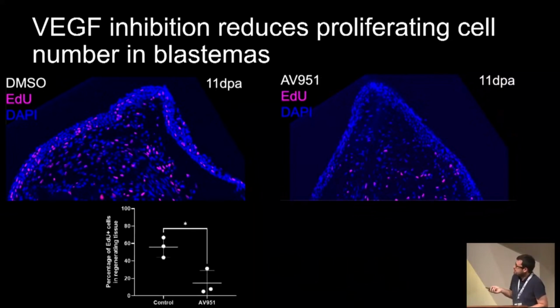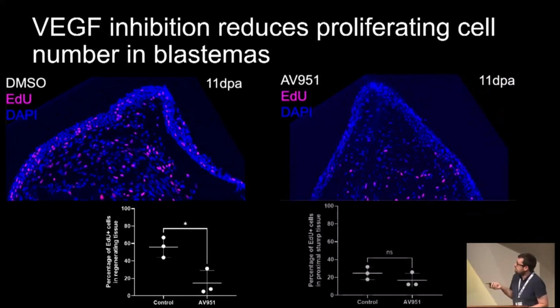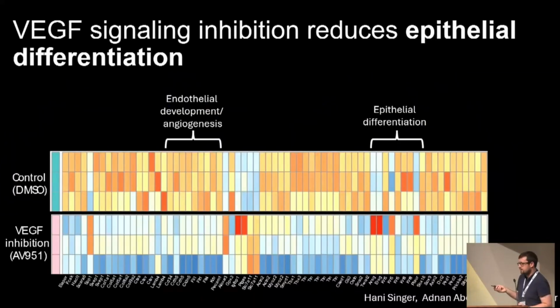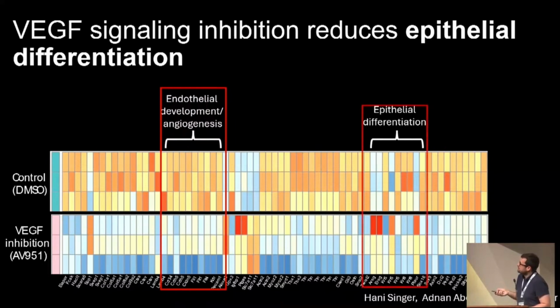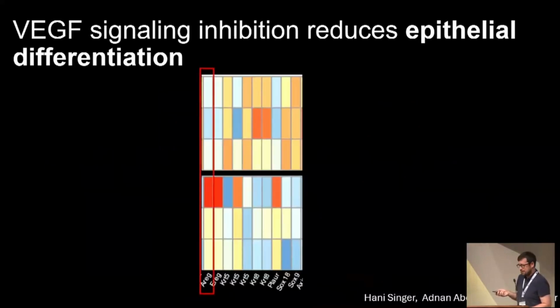And if we quantify this, we see that there's a significant reduction in proliferating tissue in the blastema itself. But if we look at the rest of the limb, there's no difference. It seems like it's a specific blastema defect. So I wanted to know what was going on in a bit more detail. So I did some bulk RNA sequencing, and unsurprisingly, I found that angiogenesis was differentially regulated, but also that we saw this difference in epithelial differentiation. And AREG, which I mentioned at the start, was differentially expressed.